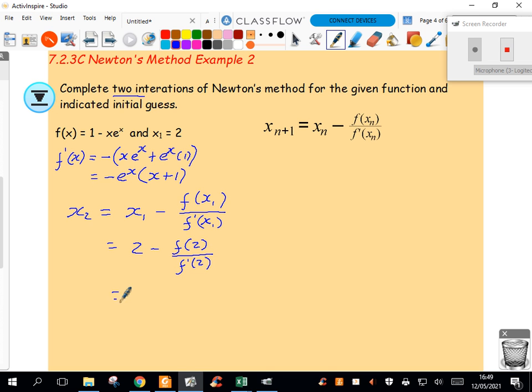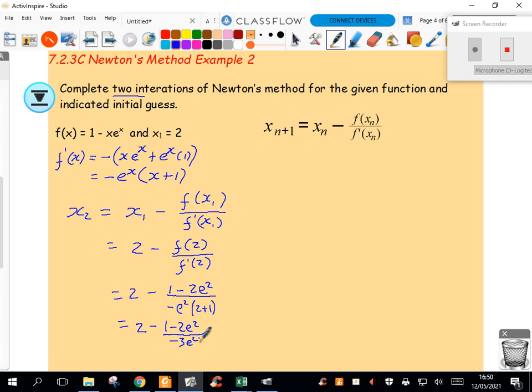So it's 2 minus f of 2. Plug 2 into the function again: 1 minus 2 times e to the power of 2, 1 minus 2e squared, all divided by f prime of 2. Well, f prime will be negative e squared times 2 plus 1, which is negative 3e squared. So I'm getting 2 minus 1 minus 2e squared on the top, and on the bottom I'm going to have negative 3e squared.